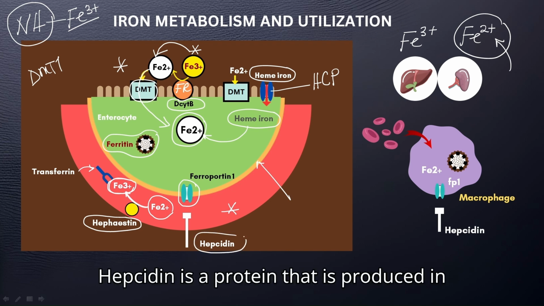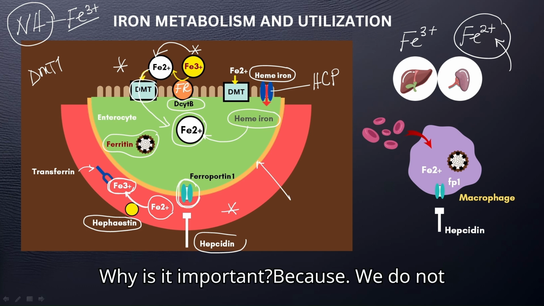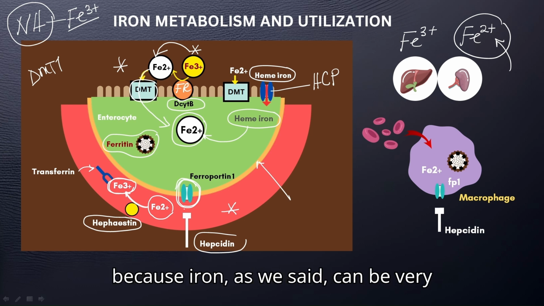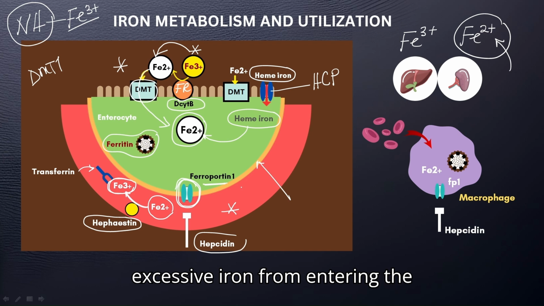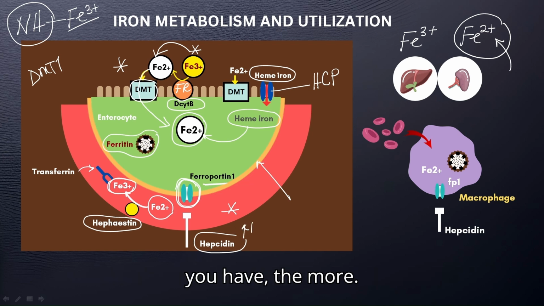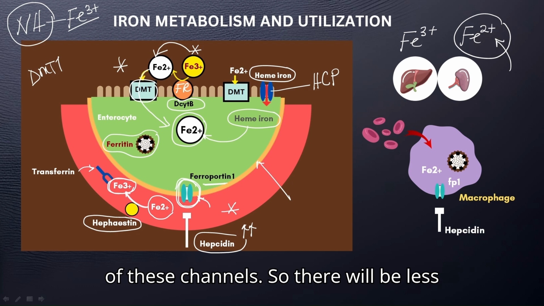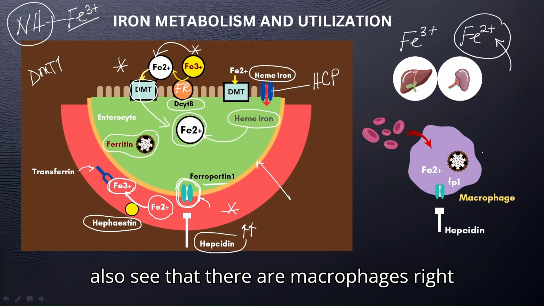Hepcidin is a protein that is produced in the liver and it regulates these channels called ferroportin. Why is it important? Because we do not want iron to always come into the bloodstream if it is not necessary, because iron, as we said, can be very toxic. So hepcidin regulates by degrading. Okay, it causes degradation of these ferroportin gates, and by so doing, it is able to prevent excessive iron from entering the bloodstream. So the more hepcidin that you have, the more degradation of these channels. So there will be less iron coming into the bloodstream. Now, meanwhile, you can also see that there are macrophages right here.